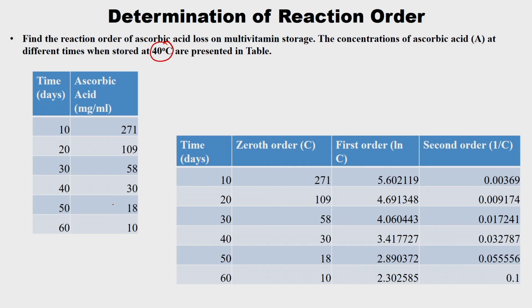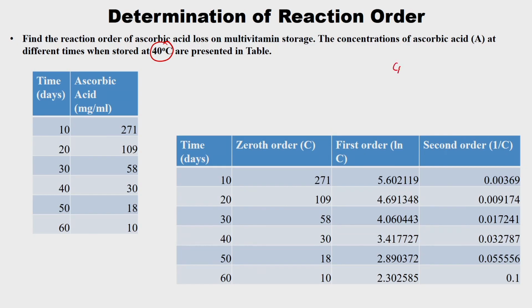So, after 10 days of storage, 271 milligrams per ml is lost, and after 20 days of storage 109, after 30 days 58, after 40 days 30, and 50 it is 80, and 60 it is 10. So, this is losses from the initial concentration. So, this is the final concentration of ascorbic acid. So, they asked us to find out which reaction order it follows, right.